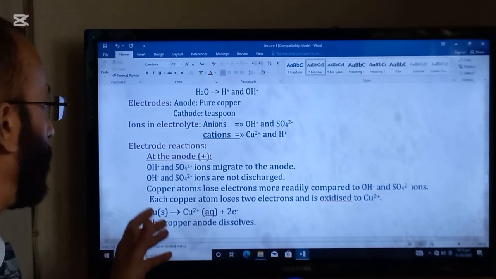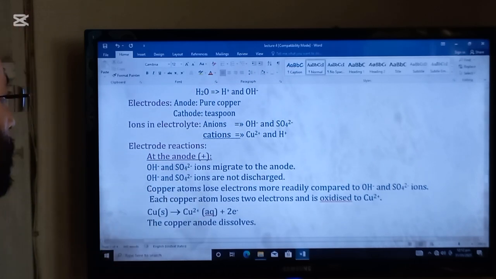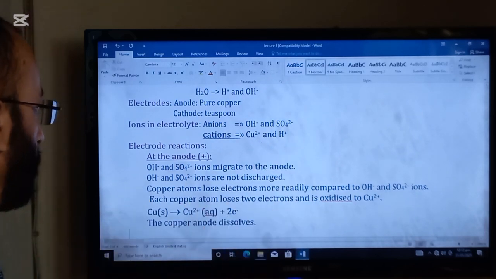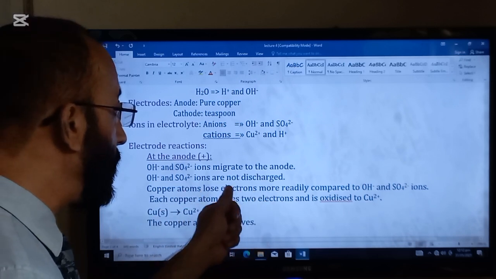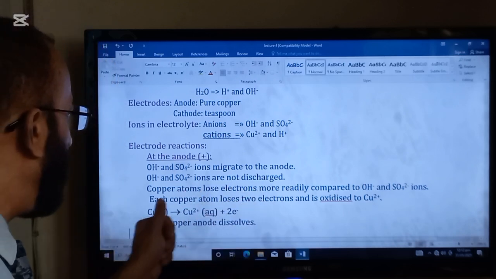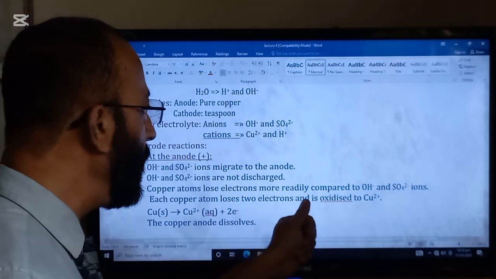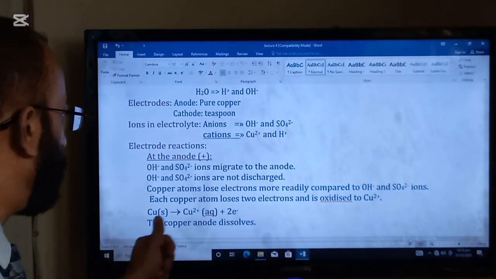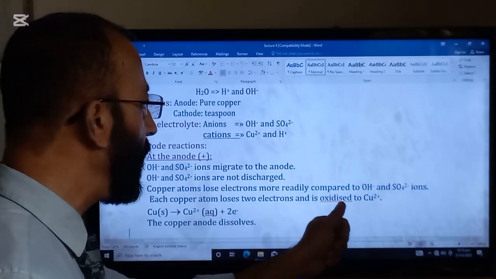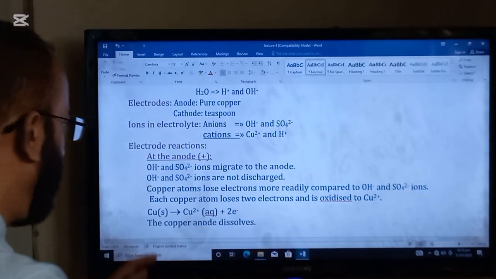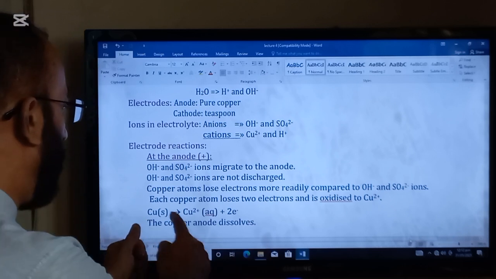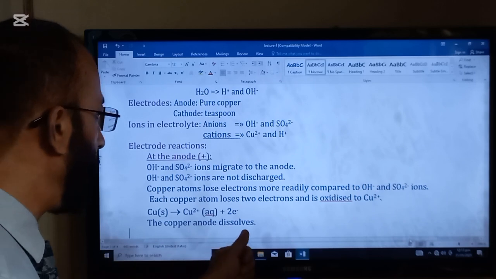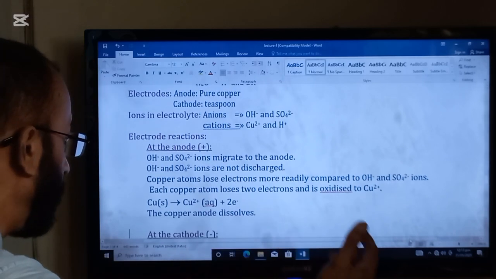Now, electrode reactions at the anode. OH- and SO4 2- ions migrate to anode, but these ions are not discharged. Copper atoms lose electrons more readily compared to OH- and SO4 2- ions. Each copper atom loses 2 electrons and is oxidized to Cu2+. Reaction will be Cu forms Cu2+ plus 2 electrons. The copper anode dissolves.